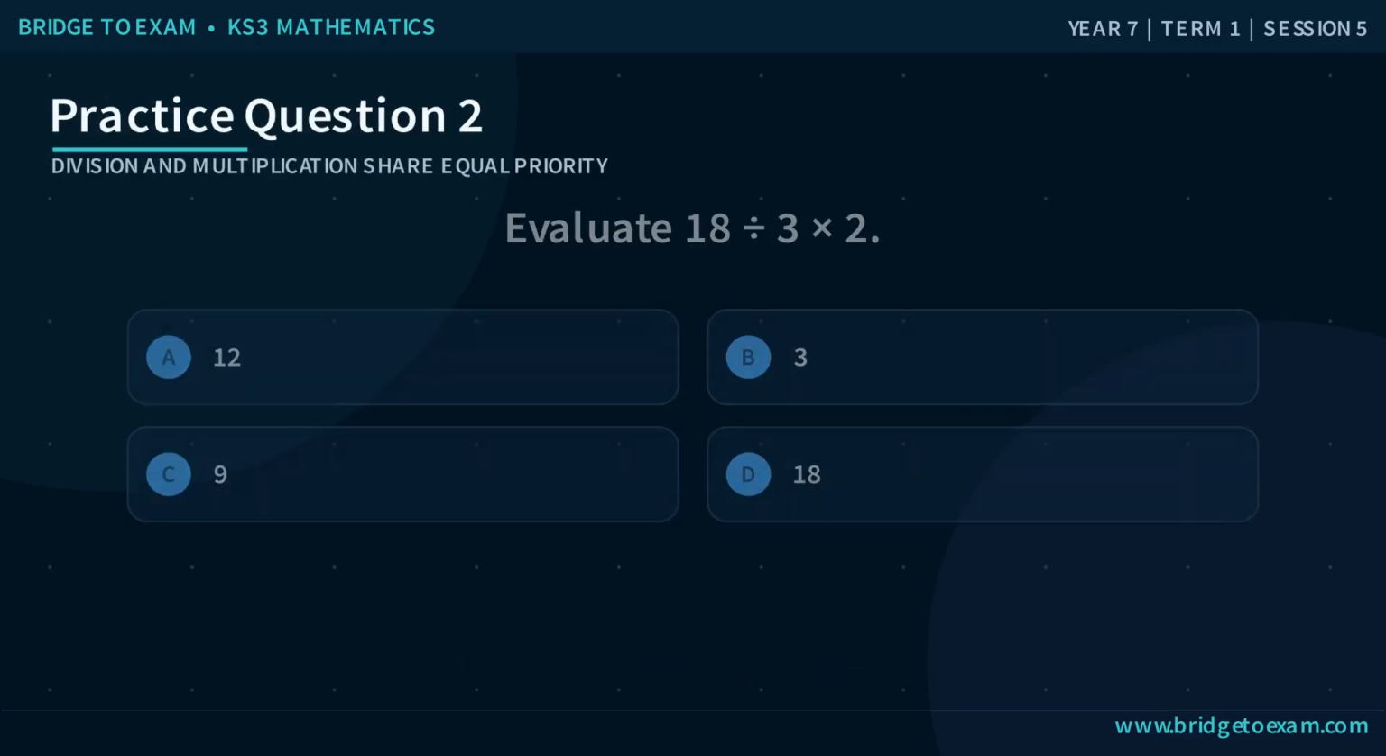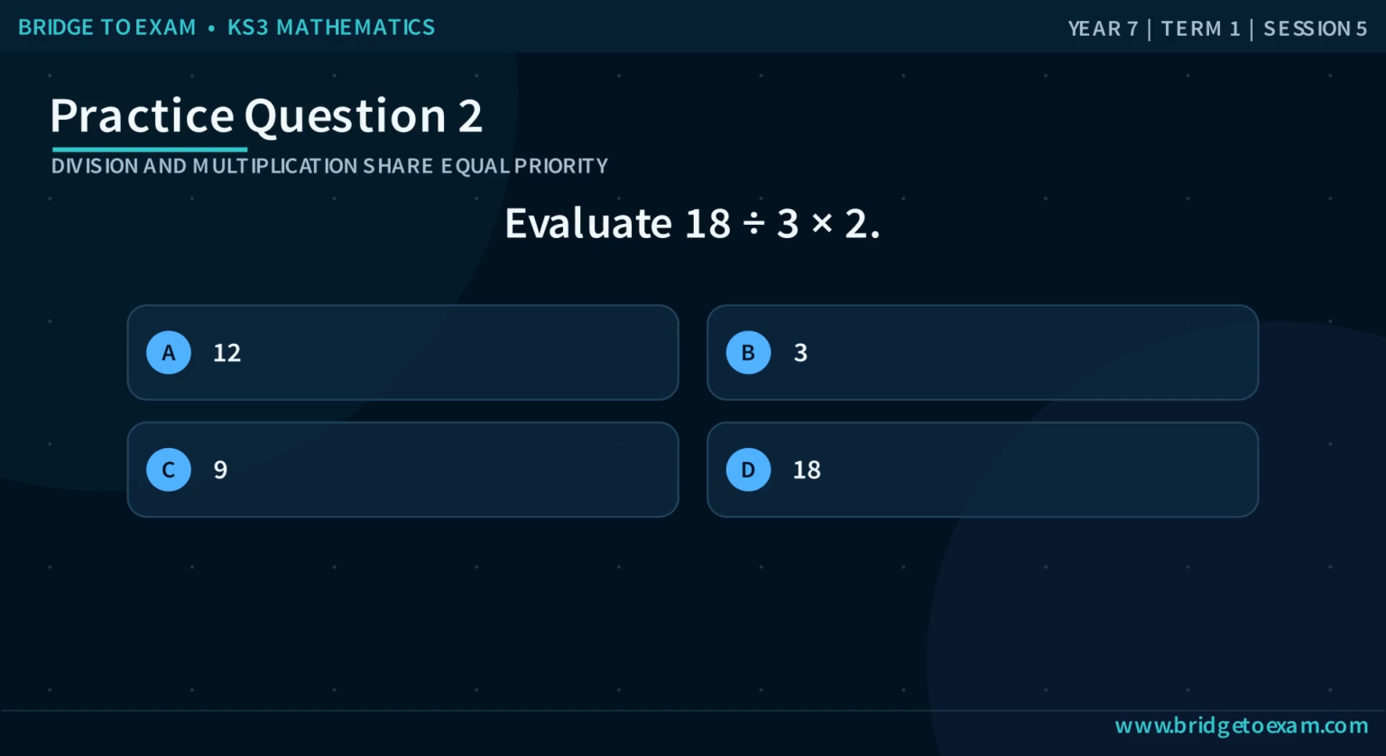Practice question 2. Evaluate 18 divided by 3 times 2. Option A is 12. Option B is 3. Option C is 9. Option D is 18. Pause the video. Remember that division and multiplication share equal priority.